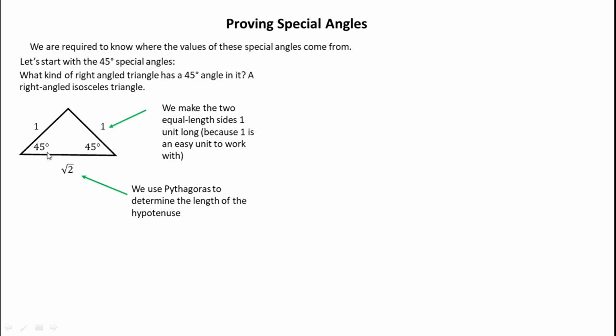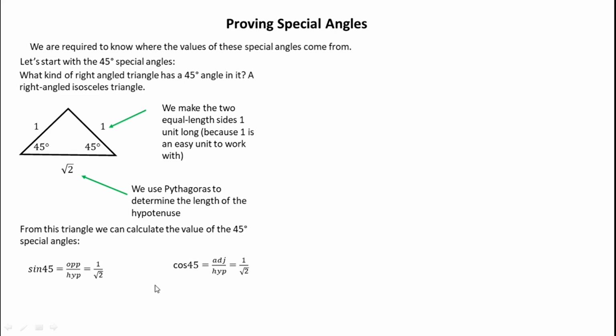Now, let's work out our trig ratios from this triangle. If I want to work out the sine of 45, sine is opposite over hypotenuse. So it's 1 over root 2. Cos is adjacent over hypotenuse. So it's also going to be 1 over root 2. The tan of 45 is opposite over adjacent. So it's going to be 1 over 1, which is 1. So that's the 45 degree special angles proved.